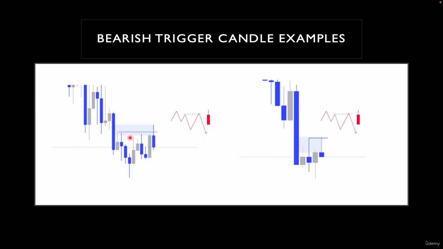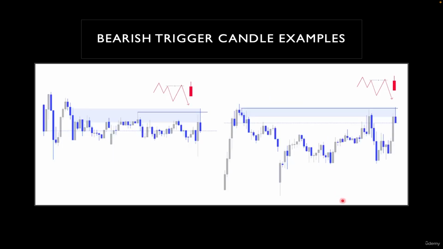So that's a valid sweep of liquidity. This one over here, bearish trigger candle again, draw a box up until the point price passes through. And then we identify our high, which is this one here. So they're both valid sweeps of liquidity. Let's have a look at a couple more.